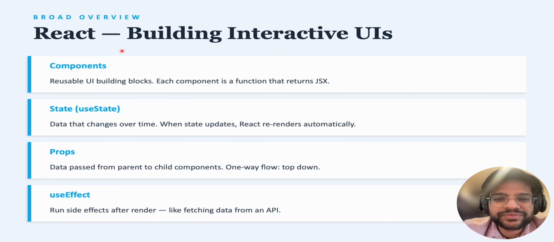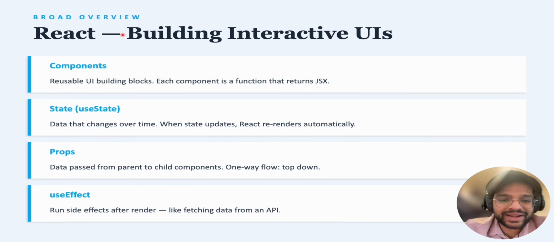React is a JavaScript library which helps building our user interface. It was created by Facebook and it changed completely how we think on building web apps. The core idea of React is components. Instead of writing one giant HTML file, we break the UI into small, reusable pieces. Each component is a JavaScript function that returns JSX, which looks a lot like HTML, but is actually JavaScript.